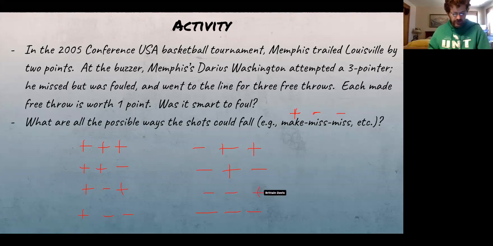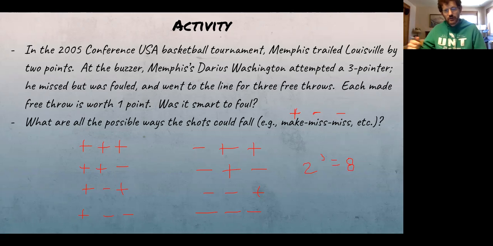Miss, make. Okay, and now this is binary. We said this from the beginning. These are Bernoulli trials, I should tell you. It's binary, meaning there's only 2 outcomes. We've got 3 of these trials, so we know there's going to be 8 outcomes, 2 cubed. If there were 4 trials, if he had 4 shots that we were looking at, then we could just do 2 to the 4th power. So we've got our 8 possible outcomes.